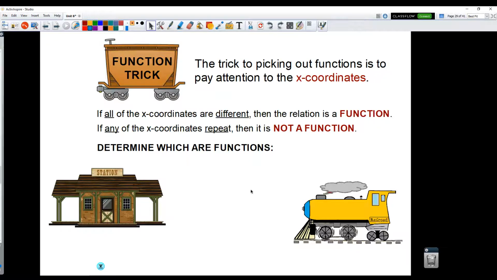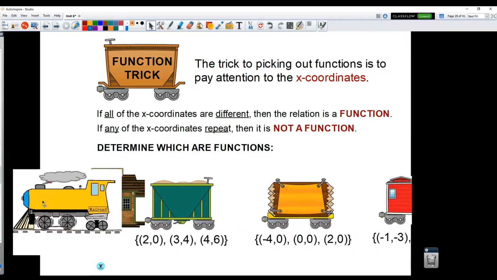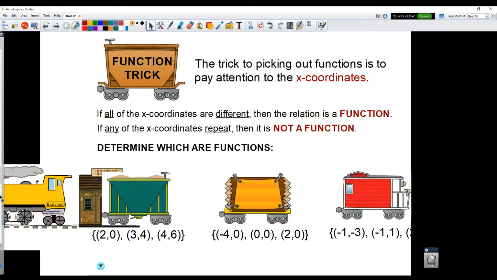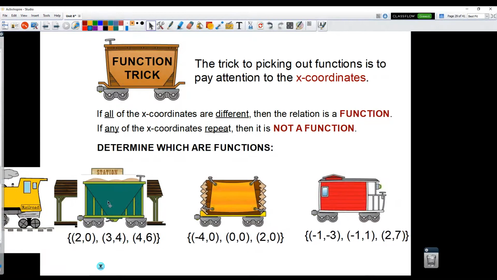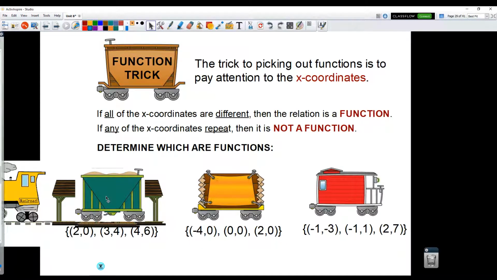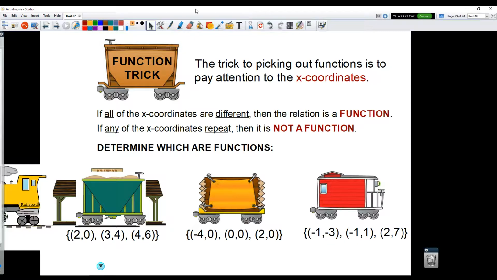So let's look at some examples. I'll bring this train right into the station. While we're doing so, we are going to look at the coordinates and determine which one of these are functions and which one of these are not.